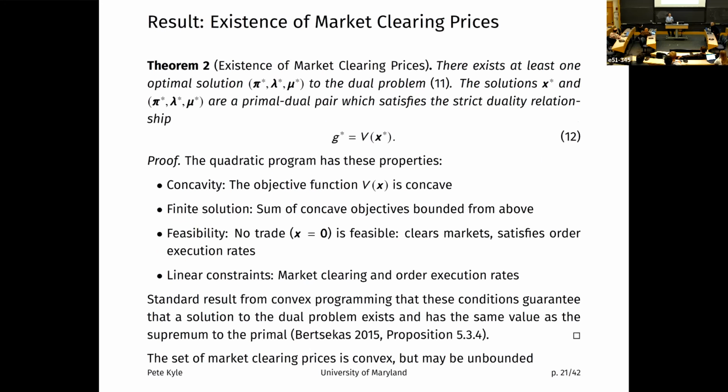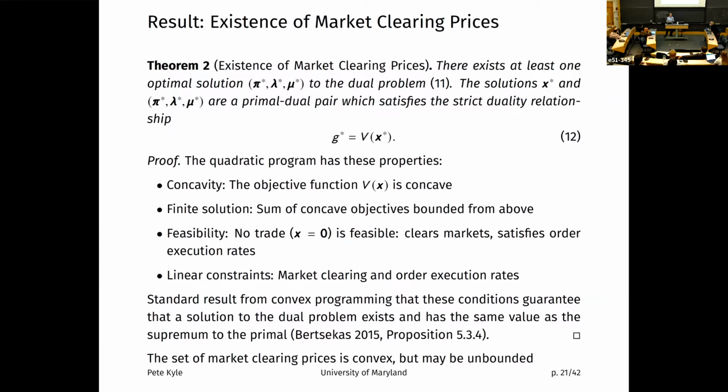When you do it that way, you get theorem 2, which says there is at least one optimal solution, meaning one set of prices, which solves the problem and gives you the same market clearing quantities, and that at least one vector of prices gives you exactly the same value for the optimization problem. So they're a primal-dual pair, as they call it in optimization theory. What you don't get out of this theorem is unique prices.